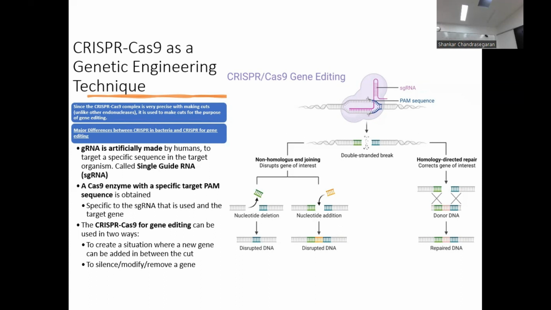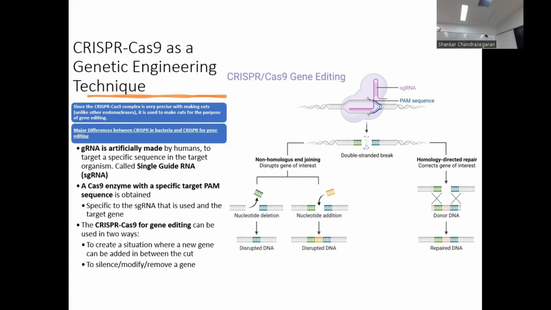Because we already know the sequence to expect at that spot, so we can make an sgRNA, a single guide RNA that has a complementary sequence to whatever part of the sequence we want to make a cut at. Okay, because we already know where we want to make a cut, so we make a single guide RNA to go to that specific spot, find its complement, and then make a cut there, right?